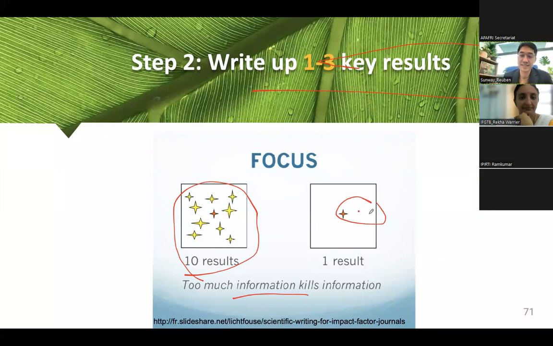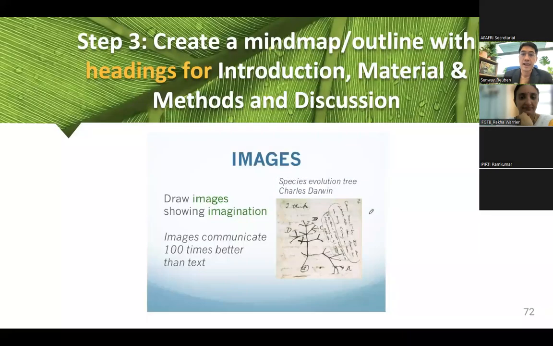All right, so again, it's a tip for you. Number 3, once you're done with the results, then you can create a mind map. If you're not familiar with how to create a mind map, you can Google it, but this is what a mind map might look like. For example, the species evolution tree from Charles Darwin, because drawing out images sometimes will allow you to imagine what your paper will look like.